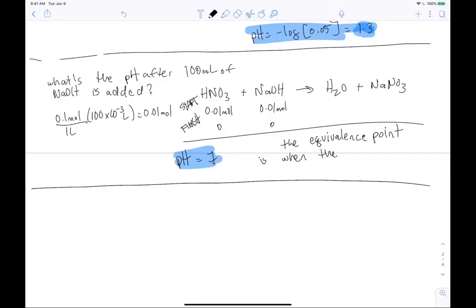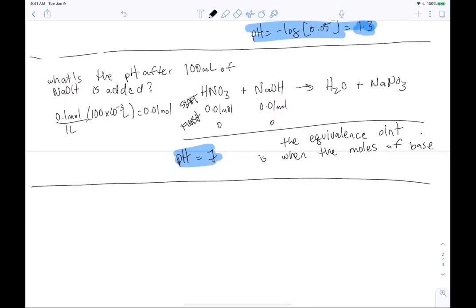When the concentration, or say the number of moles of base added is equal to the moles of acid.